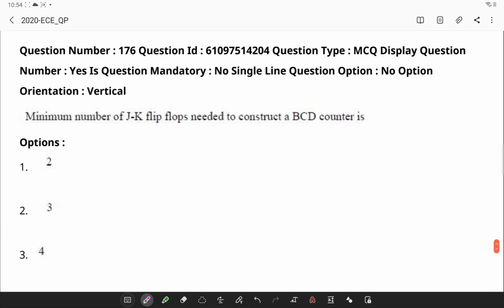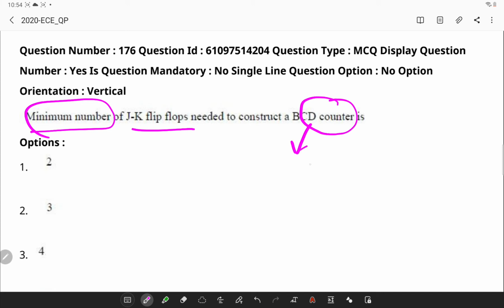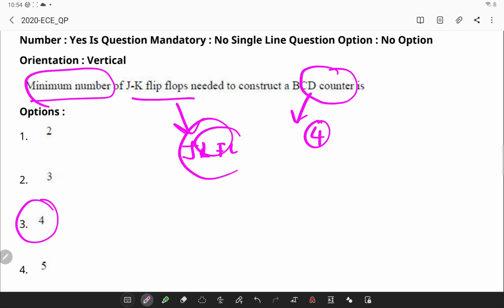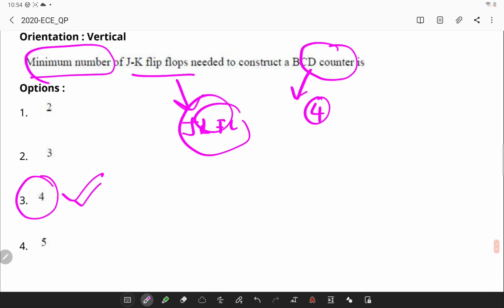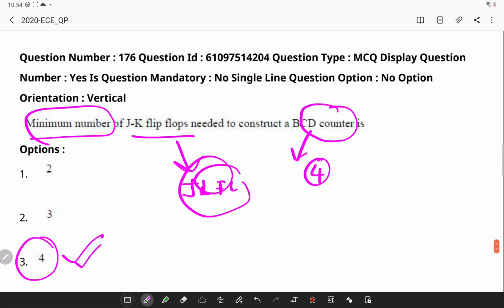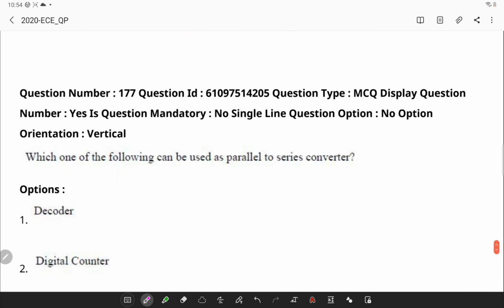Next, what is the minimum number of JK flip-flops needed to construct a BCD counter? A BCD number will have 4 digits. If you remember, it has 4 stages. You need 4 JK flip-flops to generate this particular BCD counter. Let's not go deep into the circuit as such, because you must have a rough idea how many bits will be in the BCD counter stage.